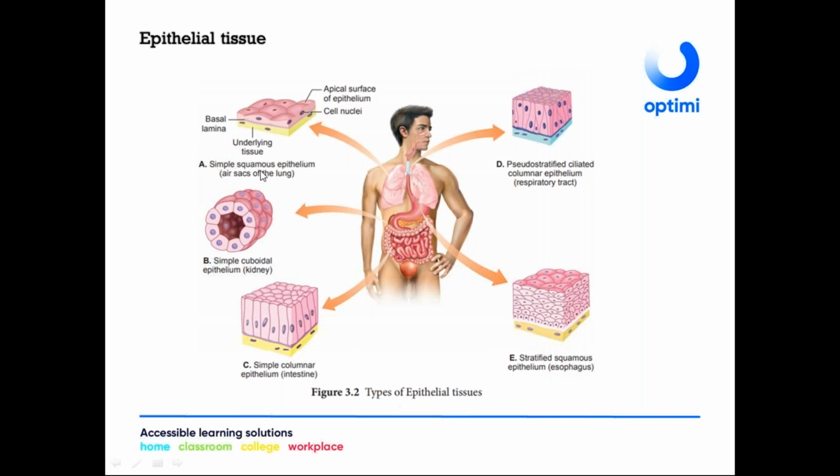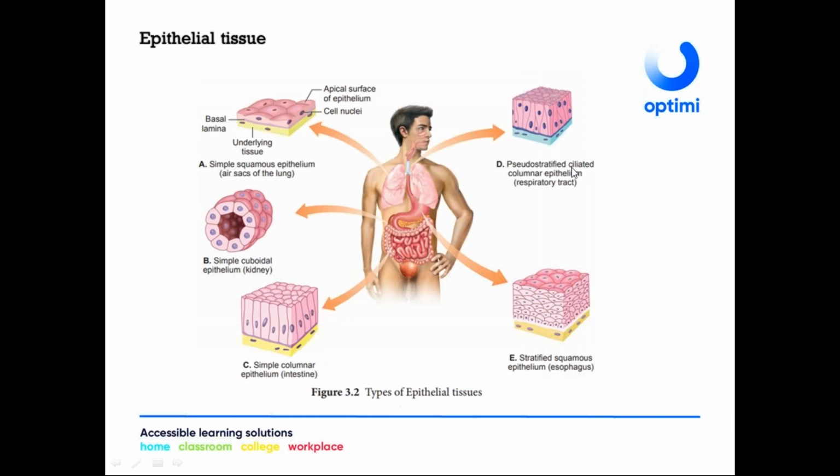So we have simple squamous epithelium tissue, which is mostly found in the air sacs of the lungs. Then we have simple cuboidal epithelium, which is found in the kidneys. This is the tissue that is found in the kidneys. We have columnar epithelium, which is found in the intestines.